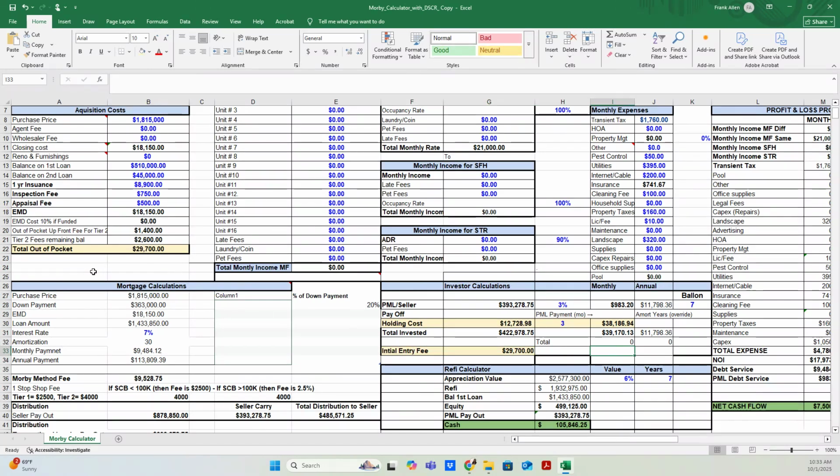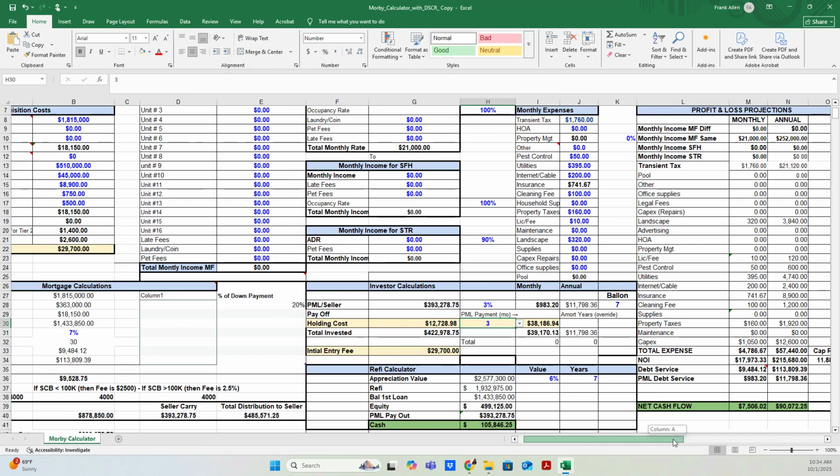Total entry fee, out of pocket, same thing. This is what you have to have as the buyer. The 29,700, and then you have to have that in reserves. This is 3 months. You can change this if you want it to be 6 months holding, but most lenders want to see at least 3 minimum.